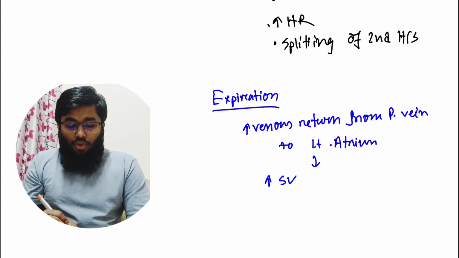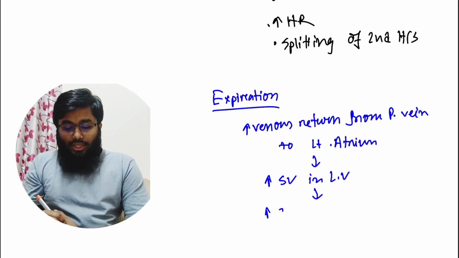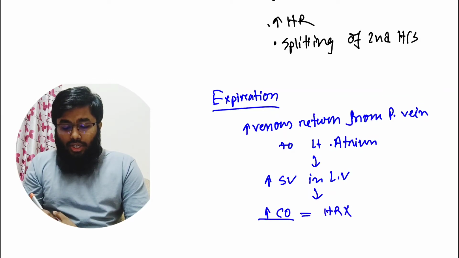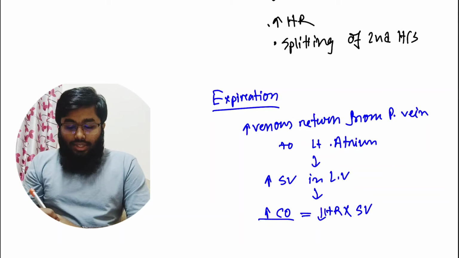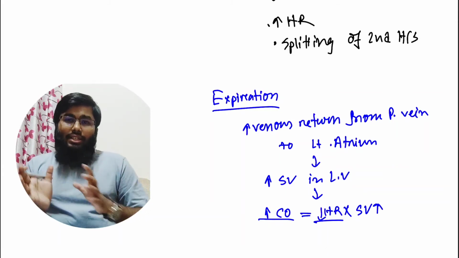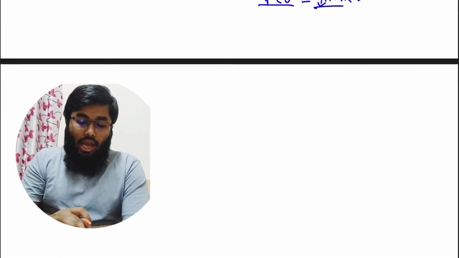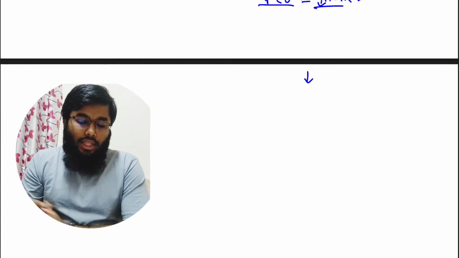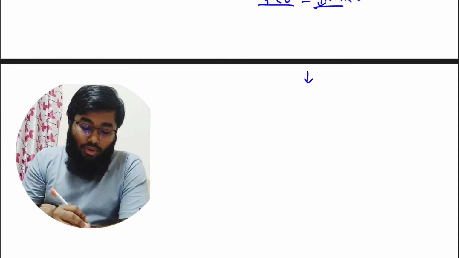Okay, so there is more stroke volume in the left ventricle. When the stroke volume increases, it will cause increased cardiac output, because the cardiac output depends on heart rate and stroke volume. So there is an increased stroke volume, and it causes the decreased heart rate. And the stroke volume is highly increasing, and it causes the increased cardiac output.